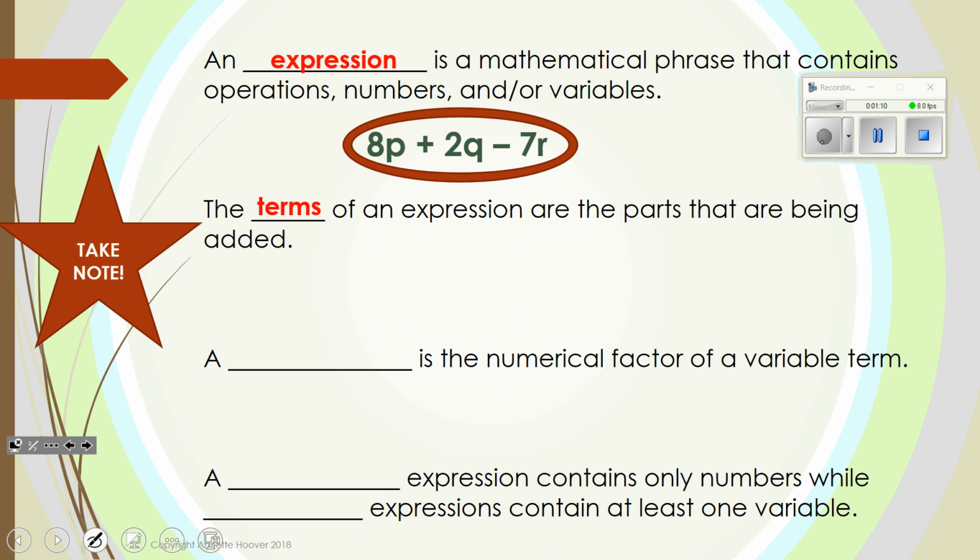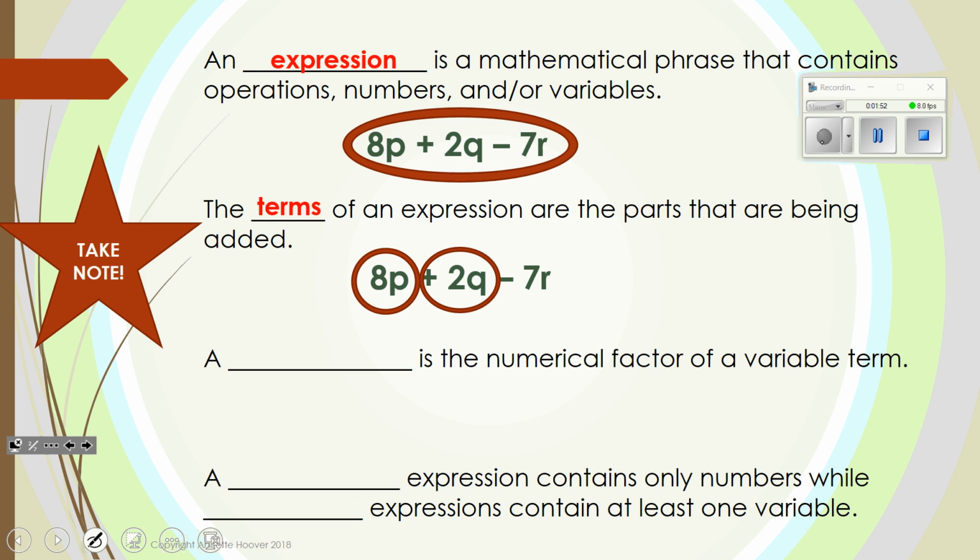Next one, the terms of an expression are the parts that are being added, that could say added or subtracted. So let's look at that same expression. If you look for the plus and the minus signs, here's a plus sign, here's a minus sign. That's what separates the terms. So basically in this one we have three terms. We have the term 8p, we have the term a positive 2q, and we have the term -7r. Always look at the sign that's in front of them as well. So three terms in that algebraic expression.